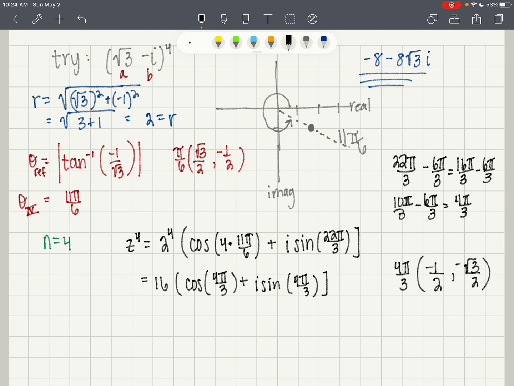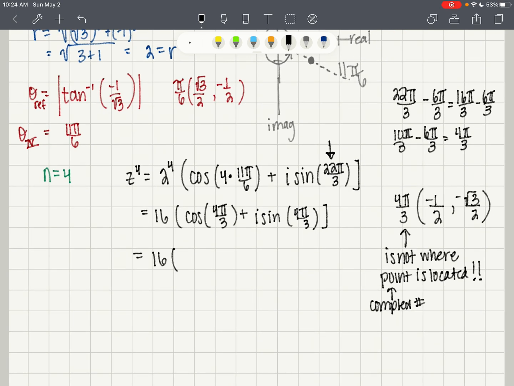Now remember, this 4 pi over 3 is not where the point is located, okay? This 4 pi over 3 is not where the complex number is located. It's not the same quadrant. This 4 pi over 3, the 22 pi over 3, is a result of multiplying the quadrant angle of 11 pi over 6 by 4.